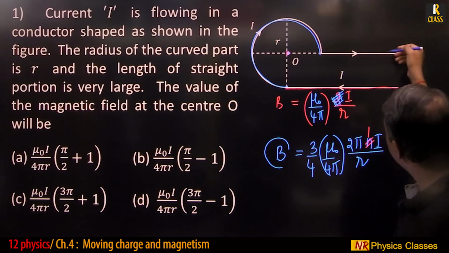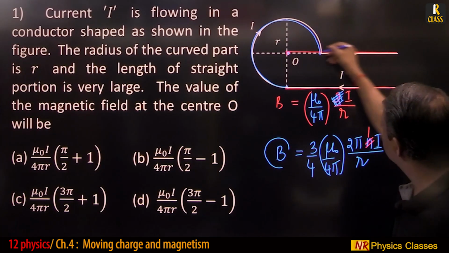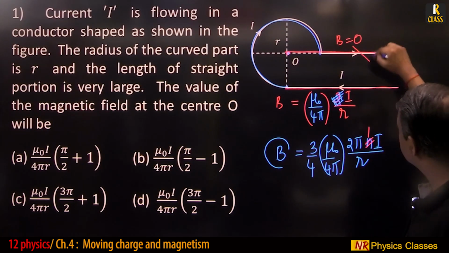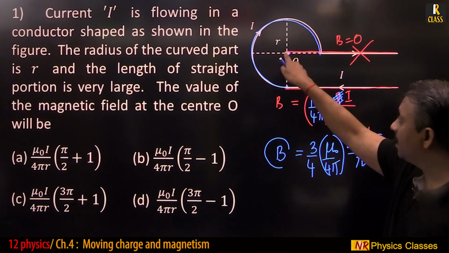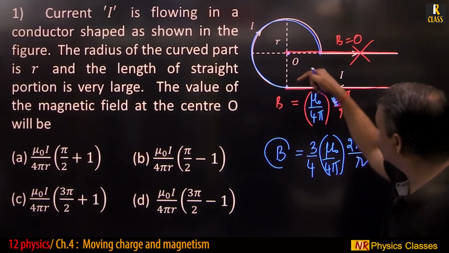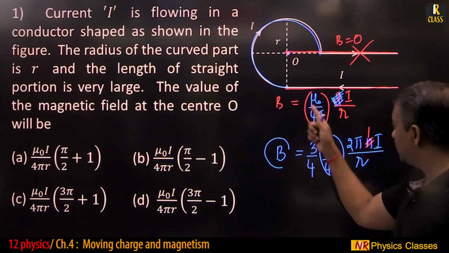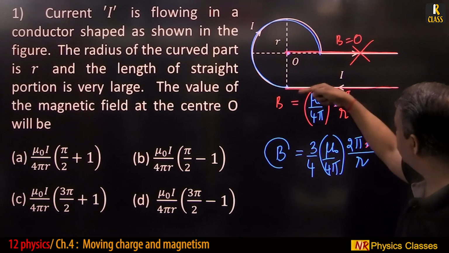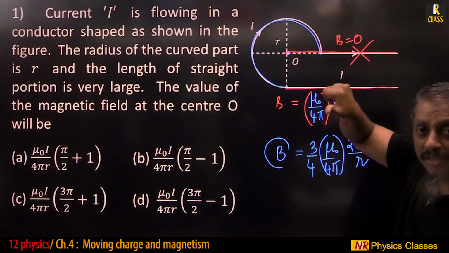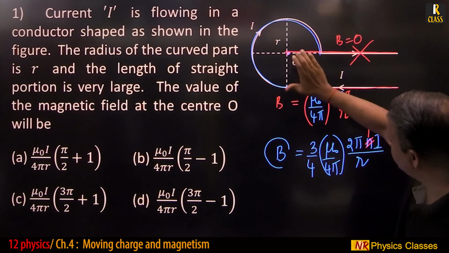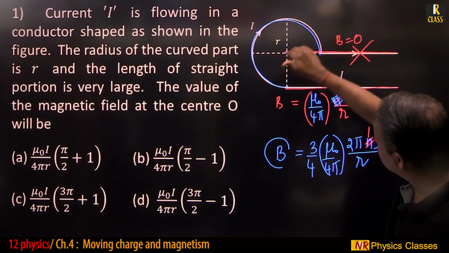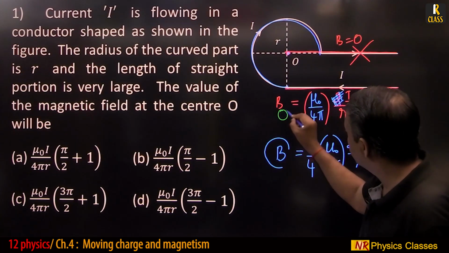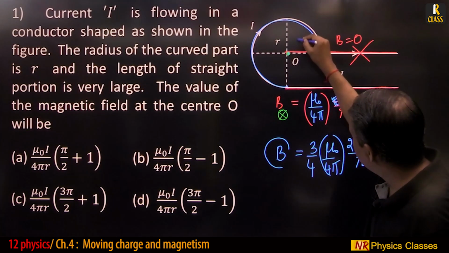This conductor is along the radius, which means it will not give any magnetic field, so B equals 0. Forget this. So the magnetic field at this point is due to the straight conductor and the 3/4 arc. Now their directions. For the straight conductor, the thumb should be in the direction of current, and the curvature of the fingers is into the board. So this magnetic field at this point is into the board.